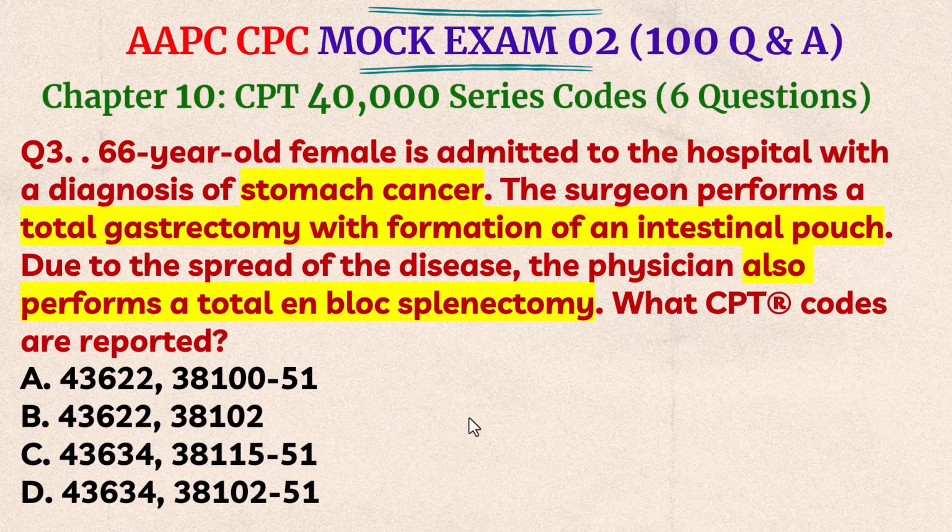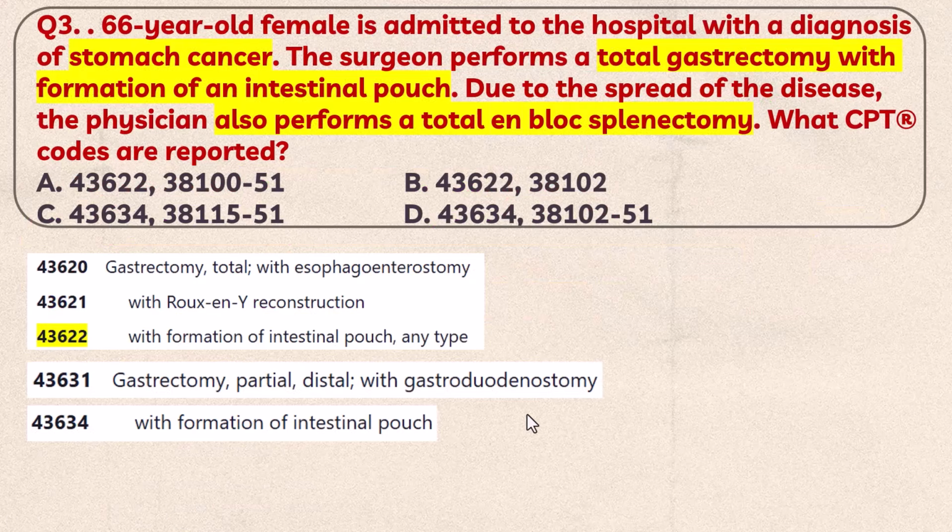So here you have to highlight the patient with stomach cancer. The procedure done is total gastrectomy with the formation of an intestinal pouch, and also a total en bloc splenectomy. When you look at the answers, all codes are adjacent codes. There are 2 sets of codes available. So you can use the elimination method to find the answer. So let's find the first code.